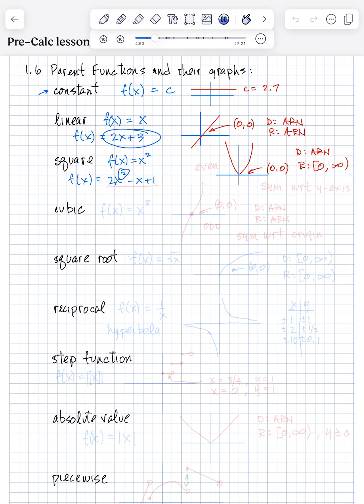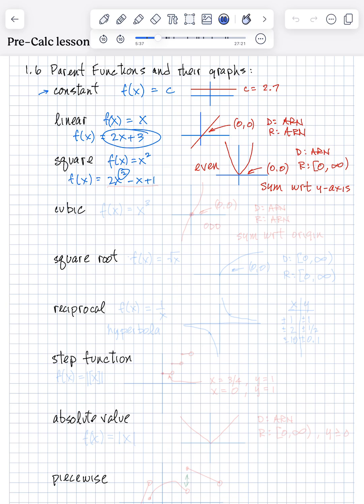One more thing we know about the square function: it is symmetric with respect to the y-axis. What that means is you can rotate it on the y-axis. If you rotate it 180 degrees, the function will look just the same. So this is symmetric with respect to the y-axis. It's also an even function. And even and symmetric with the y-axis mean the same thing.